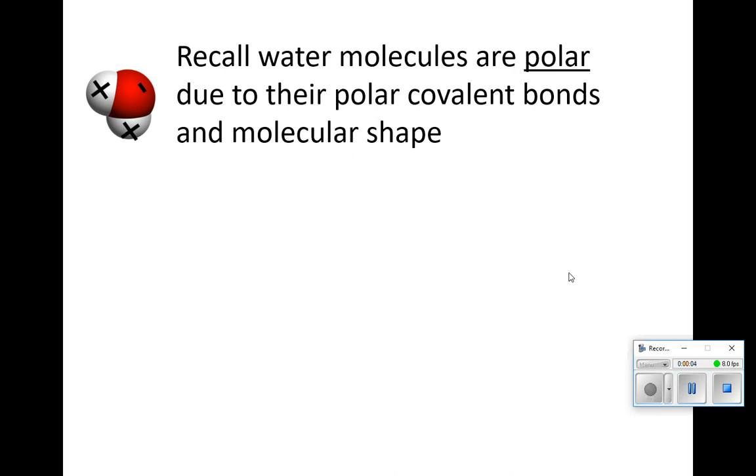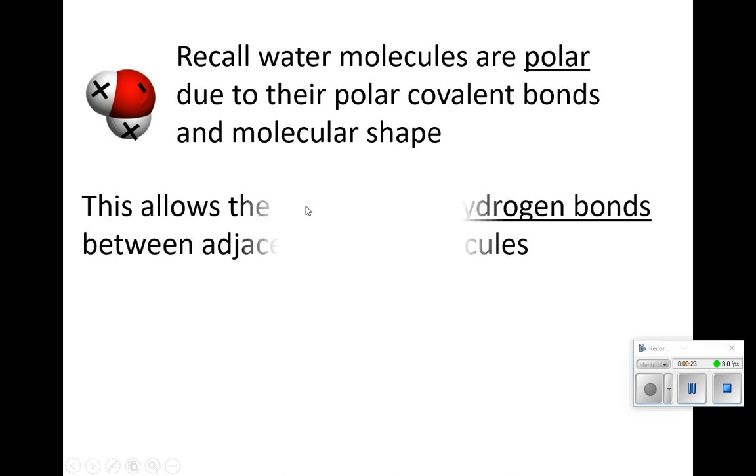In this video, we're going to be looking at what makes something soluble. So I just want to review the structure of water. Remember that water has polar covalent bonds between the oxygen and the hydrogen, and as a result, the water molecule has a partially positive end and a partially negative end. So it's a polar molecule.